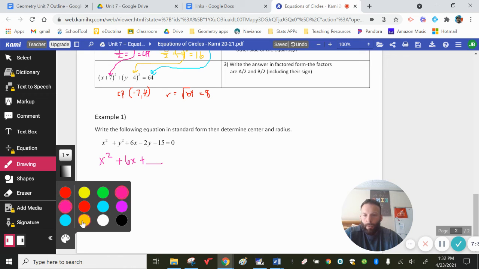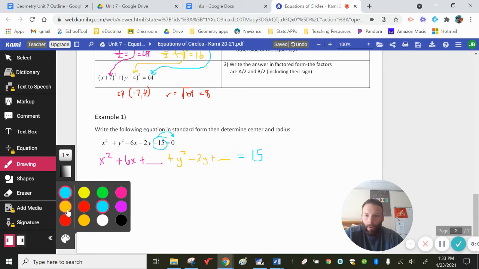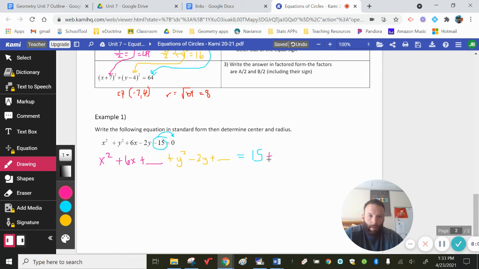Okay, and then I'm going to switch over to my y terms, and I have a positive y squared, and a -2y, and then I'm going to say again plus blank. And then lastly, I have the c term that's right here. See, the c was a -15, but I'm going to move the -15 to the other side of the equal sign. So I'm going to add 15 to both sides. So I'm going to have a positive 15 here. Now, remember that whatever I do on the left, I have to do to the right side of the equal sign as well.